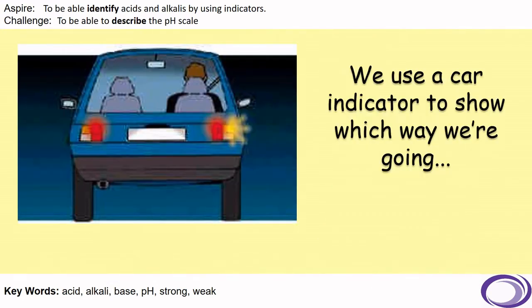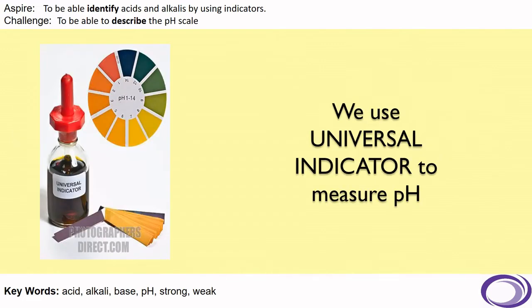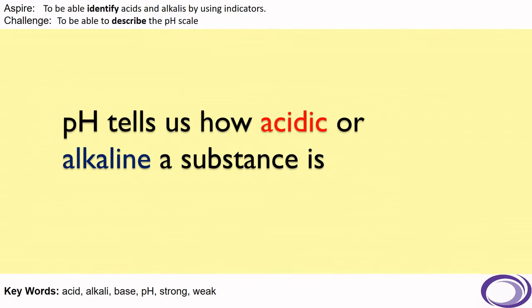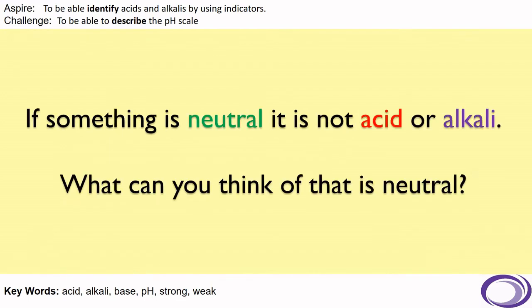Now, we use a car indicator to show which way we are going. We use universal indicator to measure pH. The pH tells us how acidic or how alkaline a substance is. If something is neutral, it is not acid or alkali. What can you think of that is neutral? You're probably thinking of drinking water, as that's a common neutral substance.